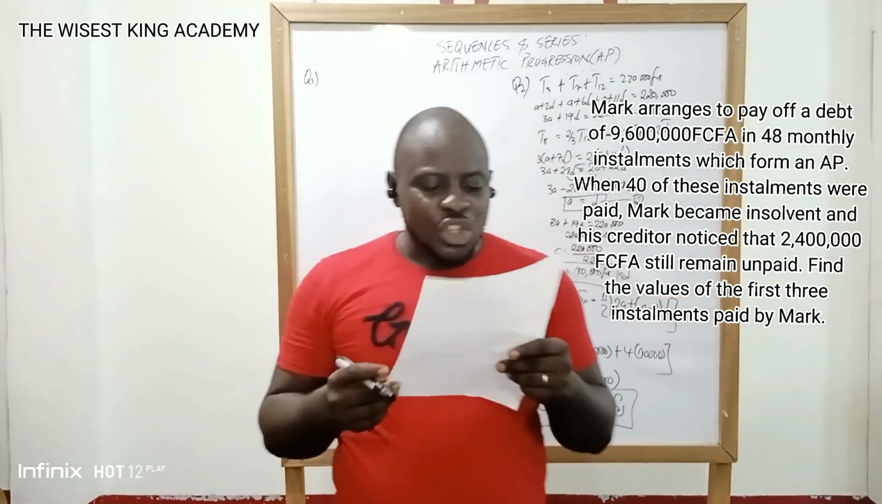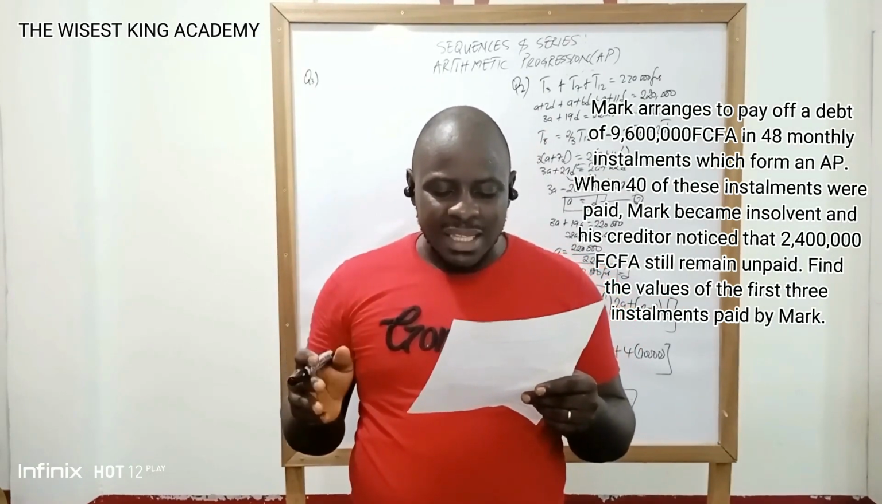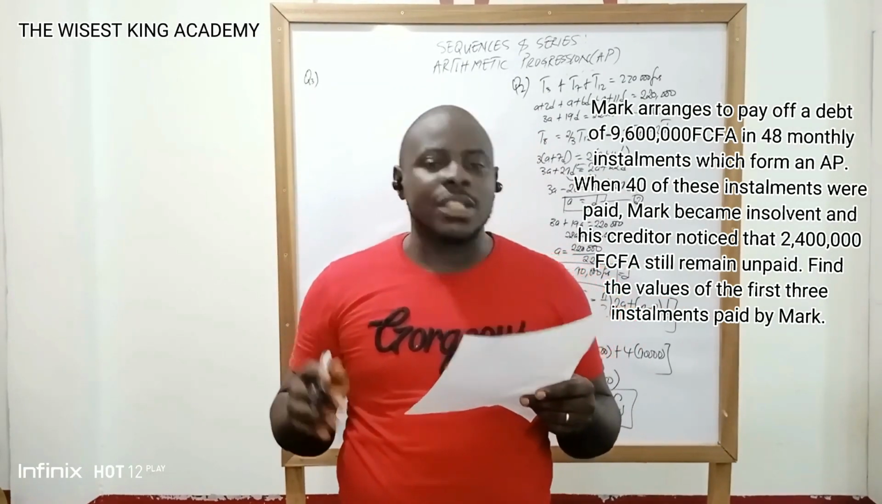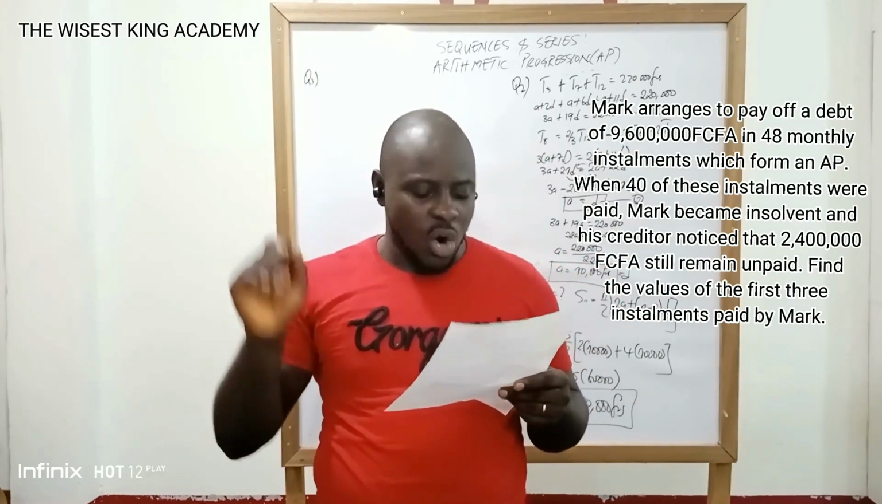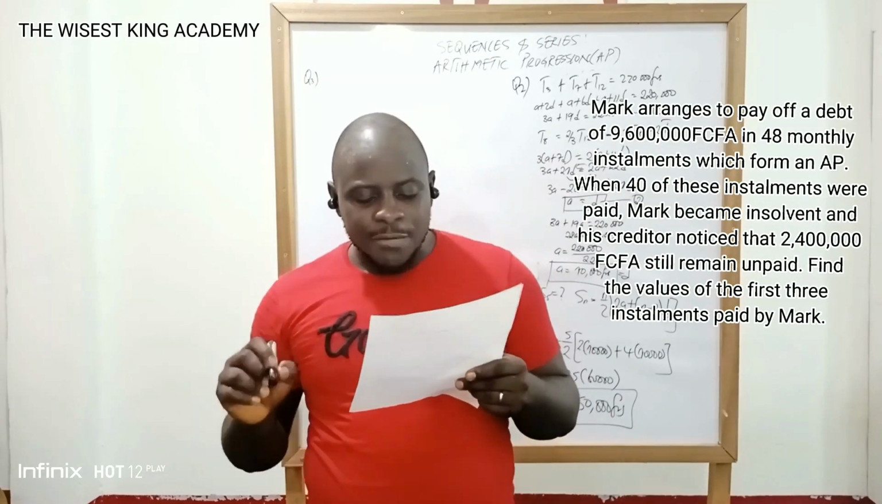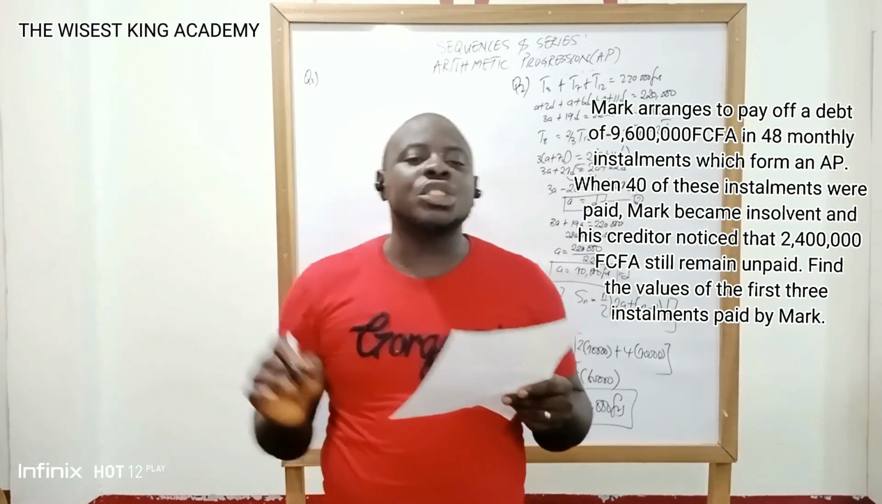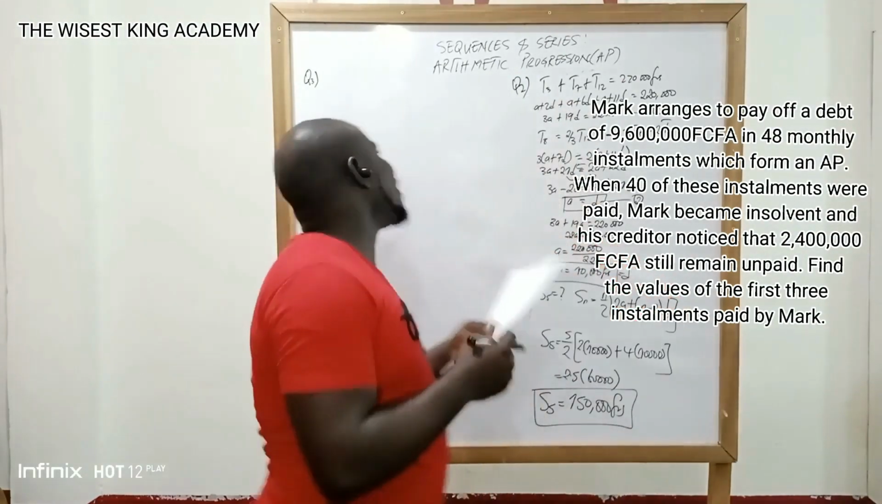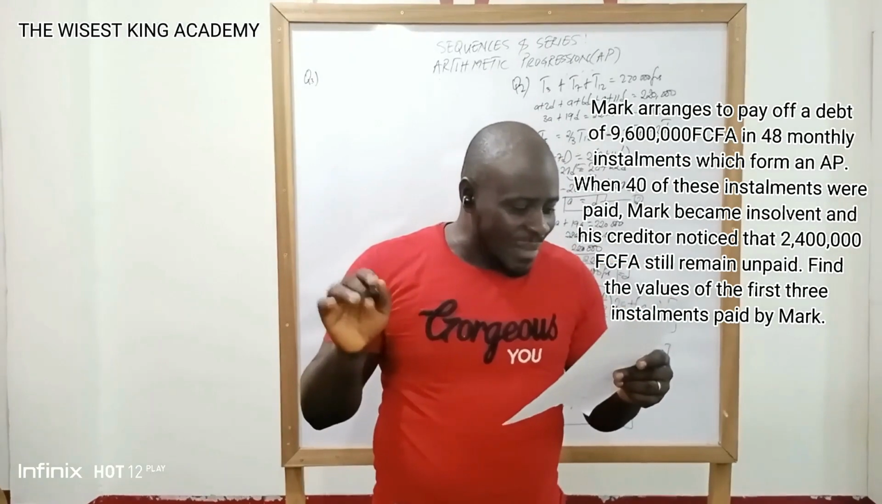When 40 of these installments were paid, Mark became insolvent, and his creditor finds that 2,400,000 francs still remains unpaid. Find the value of the first 3 installments paid by Mark. Ignore interest component. Okay, now Mark has to pay how much?